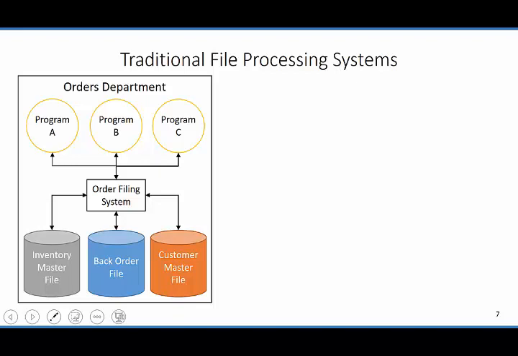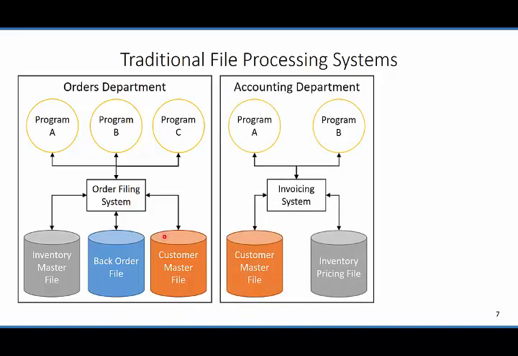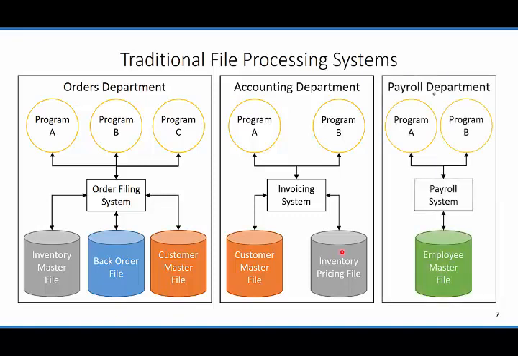You have an orders department with 3 different applications, program A, B, and C, that interact with the filing system, which then interacts with 3 separate databases: the inventory database, the backorder database, and the customer master file. Then we have accounting department that has an invoicing system that they interact with the customer master file and the inventory pricing file. Then we have a payroll department that interacts with the payroll system with the employee master file.